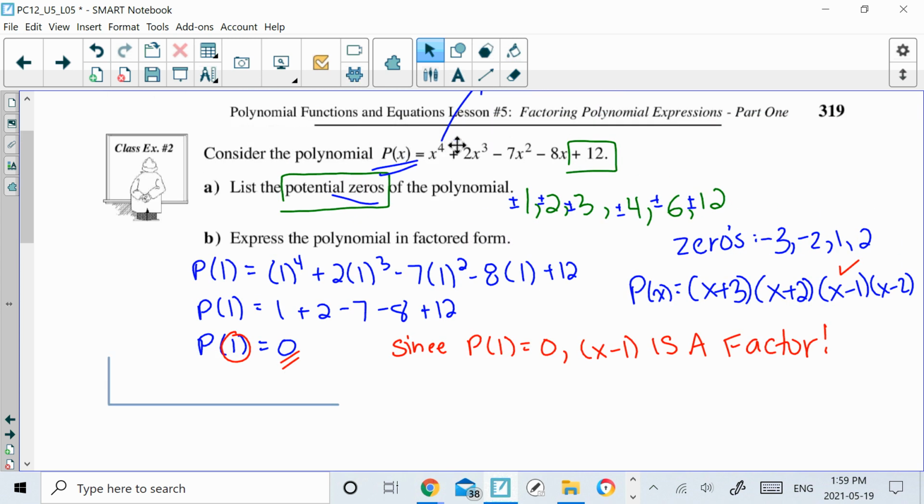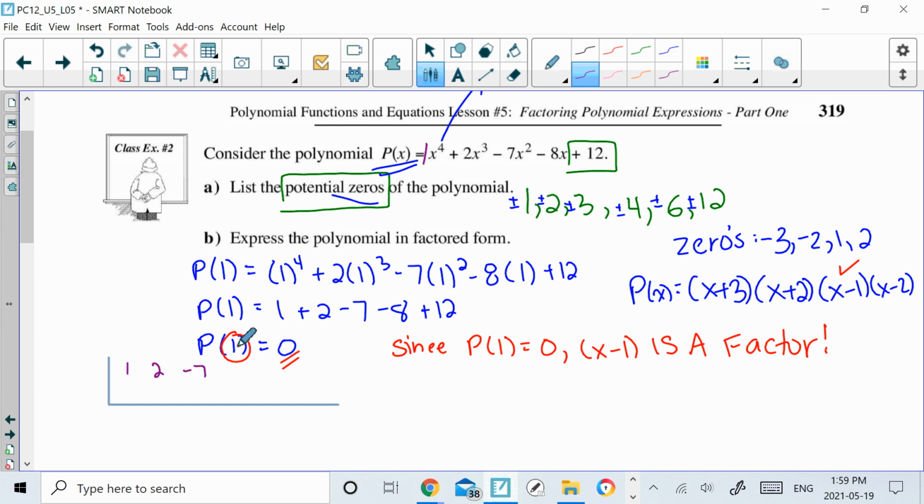So this is in descending order of x. I don't need any 0 placeholders, so let's put the coefficient of each term, and let's carry out the synthetic division. So 1, -2, -7, -8, and 12. Use the one you just used for your theorem, right? So I'm going to put my root of 1 here, the root of my divisor.